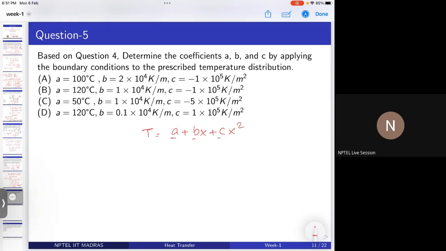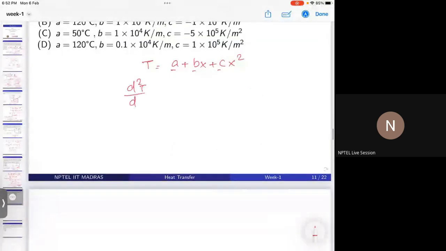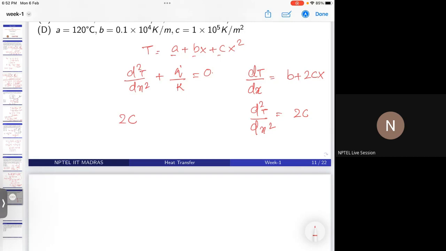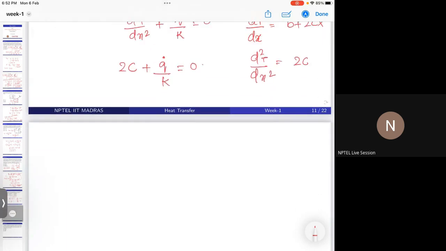For that we will use this equation, that is d square T divided by dx square plus q dot by k should be equal to 0. So dT by dx is equal to B plus 2Cx, and d square T divided by dx square is equal to 2C, right? So 2C plus q dot by k should be equal to 0. So we can calculate C.